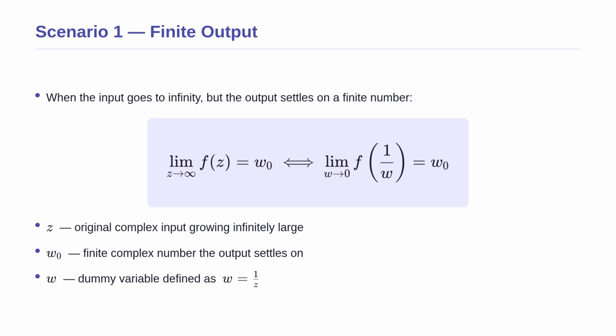The double arrow means is mathematically identical to. The variable w is our new dummy variable. This formula tells us that finding the limit as z goes to infinity is exactly the same as replacing z with 1 over w and finding the limit as w goes to 0.